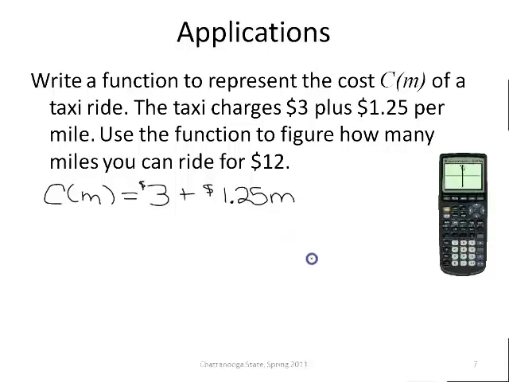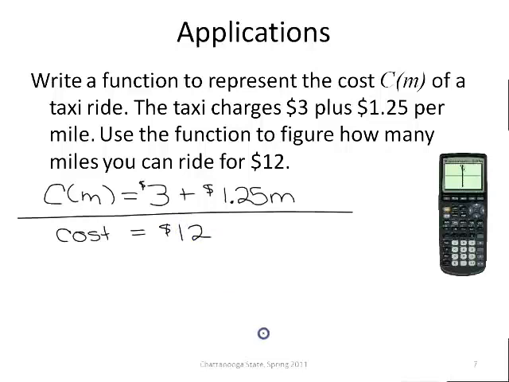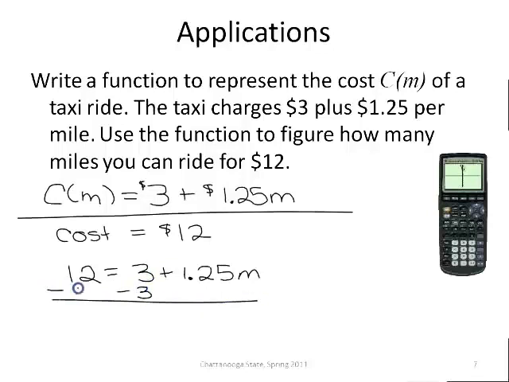Now use that function to figure out how many miles you can ride for $12. So for the second part of my question here, my cost, how much I can spend, is $12. So I'm going to use that over here for the cost. So I have 12 equals 3 plus 1.25 M. Then I want to solve this for M. So I'll subtract the 3 from both sides. And then I'll divide by 1.25.